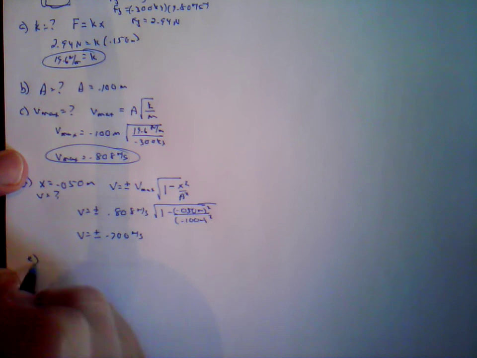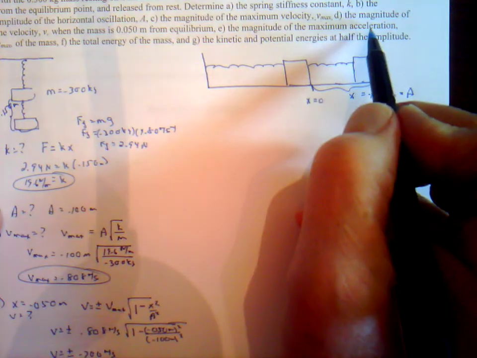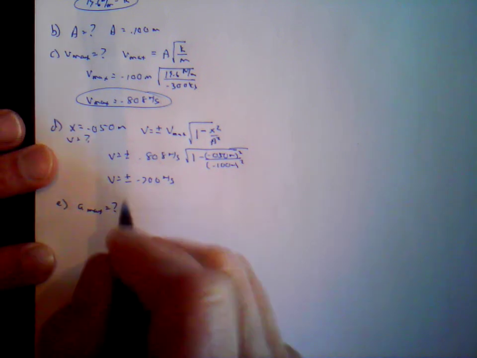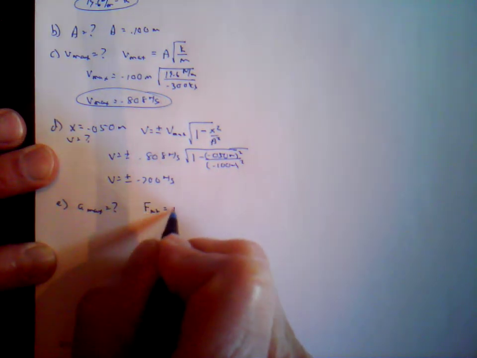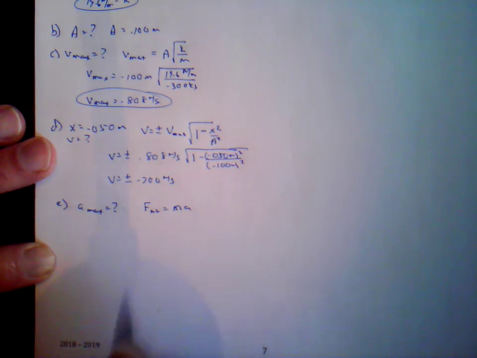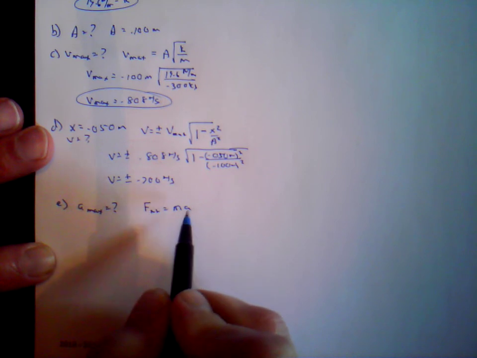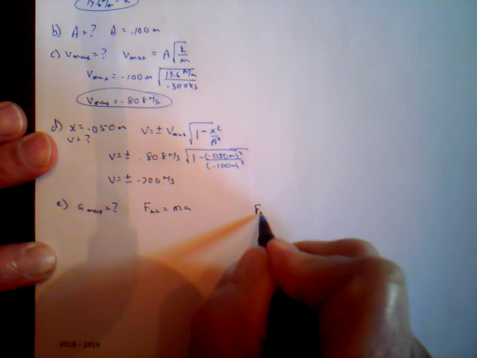All right, let's go to part E. Part E says the magnitude of the maximum acceleration, a max, of the mass. So now we want the maximum acceleration. What is this maximum acceleration? Well, we know Newton's second law: net force is equal to mass times acceleration. Because we know the mass, if we find the net force acting on the object, we can get this maximum acceleration. In order to get the maximum acceleration, we need to know the maximum force on it.